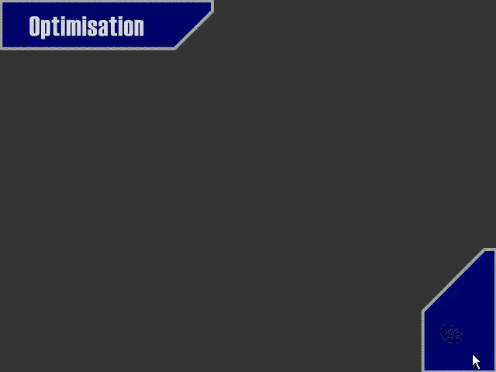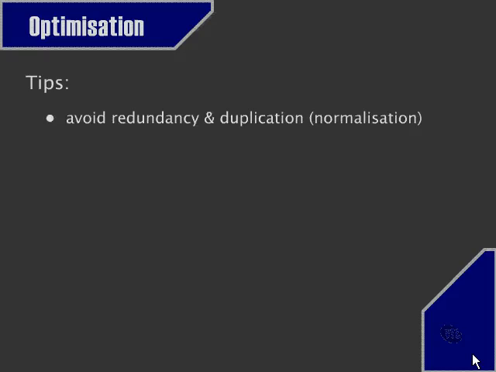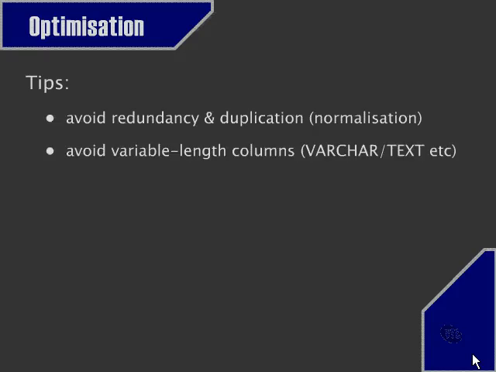Here, though, are some general tips for optimization within your database system. To begin with, avoid redundancy and duplication within your database design. We've looked at some ways to do that in the last movie with the normal forms. You should also, wherever possible, avoid variable length columns, such as varchar and text. This is one of the occasions on which storage space, as a consideration, should give way to the speed of access.